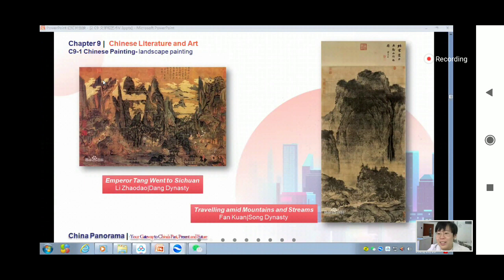So you can imagine this country is like the history, like the man. After a highly sophisticated big picture, they get bored with these colorful things, and then they begin to pursue simplicity. That's why.